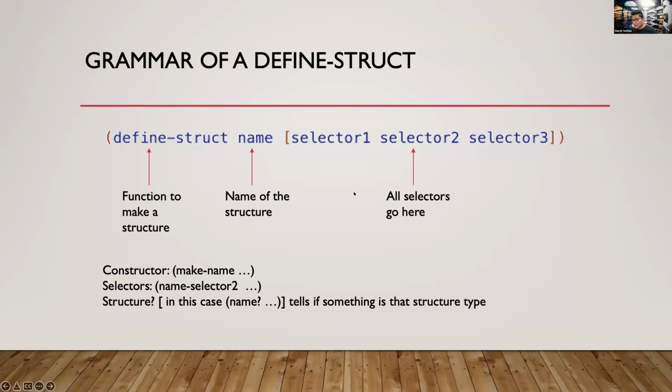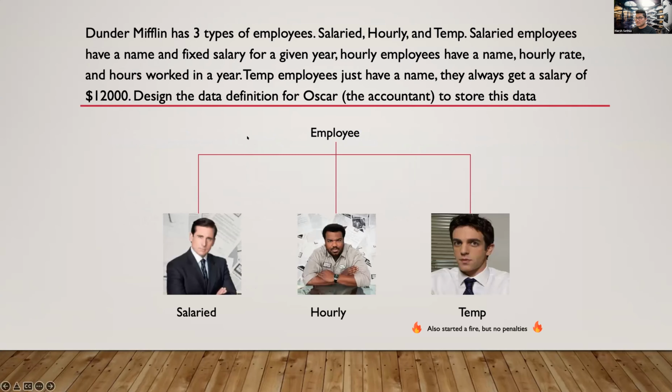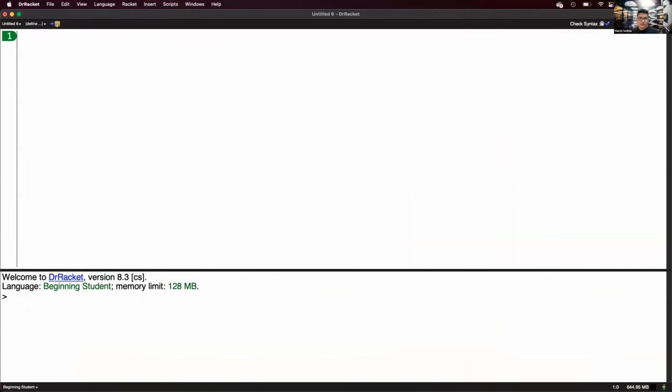So let's design a structure for salaried first. The first thing we would be doing is writing define-struct. In this case, our structure name will be salaried. And we have two specific fields, the name field and the salary field, right?